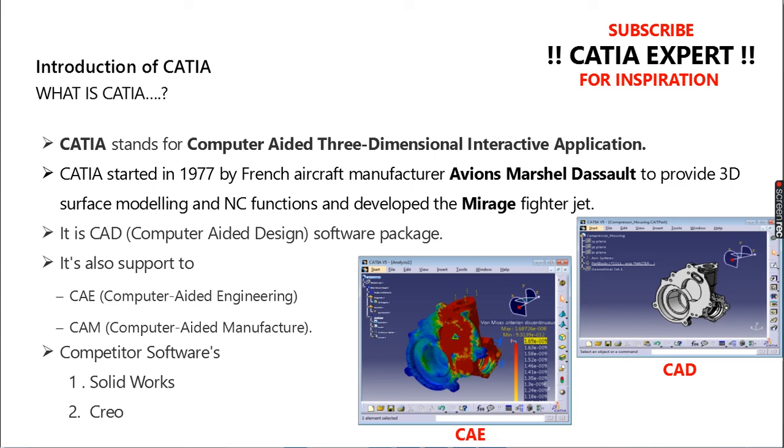So overall, the CATIA software is a computer aided design software package. It also supports computer aided engineering and computer aided manufacturing. And the main competing software for CATIA are SolidWorks and Creo.